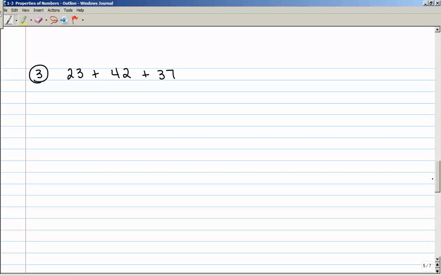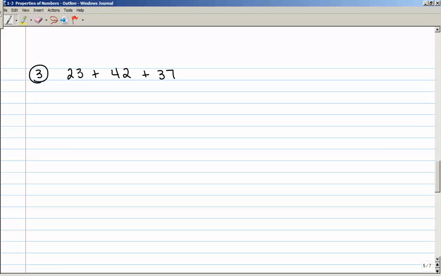Example number 3 is 23 plus 42 plus 37. Now, your temptation is going to be to grab your calculator, plug those numbers in, but that's not really what they're looking for you to do here. What the textbook is doing is, it's a little contrived. They're looking to force you to use the commutative and associative properties by grouping together numbers that you can probably add or multiply in your head.